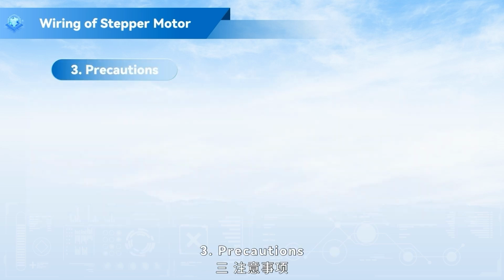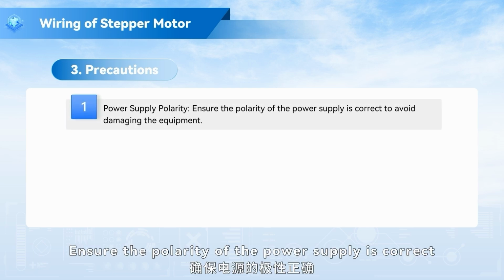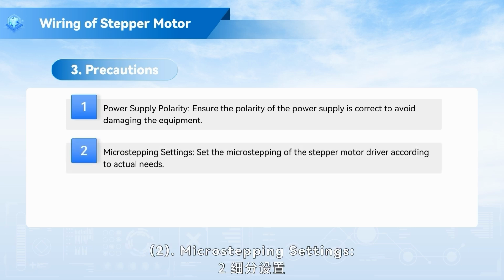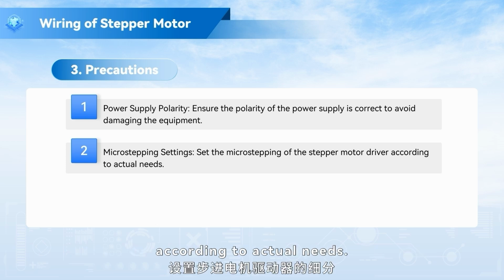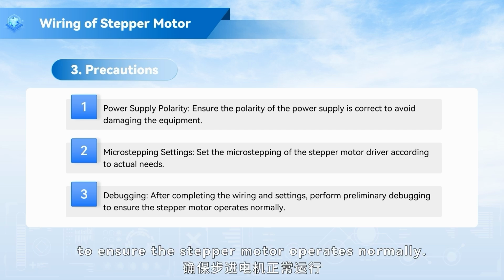3. Precautions. 1. Power supply polarity. Ensure the polarity of the power supply is correct to avoid damaging the equipment. 2. Microstepping settings. Set the microstepping of the stepper motor driver according to actual needs. 3. Debugging. After completing the wiring and settings, perform preliminary debugging to ensure the stepper motor operates normally.